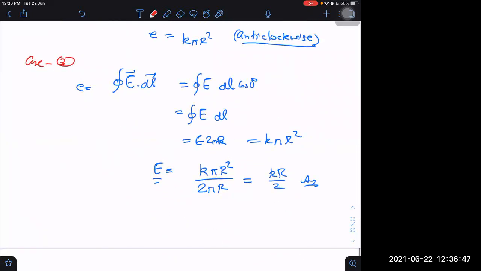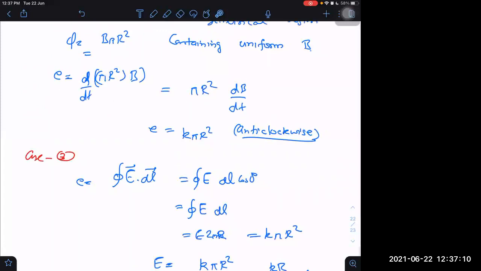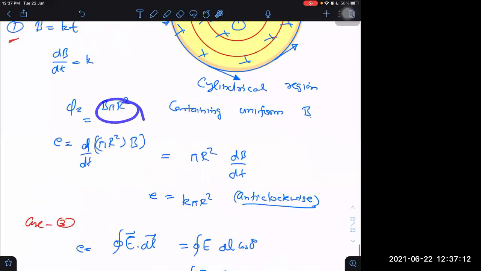Kr squared by 2r, sir? K R square by 2 small r, I think, right? Yes, sir. That is for which case? That is for the third case, outside, where r is greater than R. What about if r is less than R? Kr by 2, sir? Then the flux will also change, understand? Yes, sir. Then the flux will also change.